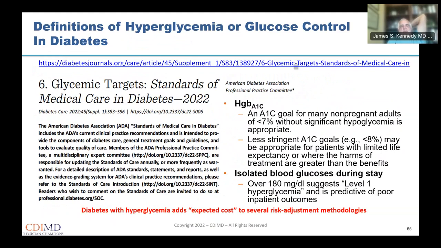Or let's take diabetes, for example, and recognize that some patients with diabetes are well controlled and some may not be controlled. So when we look at the diabetes standards for 2022, typically to have well-controlled diabetes, the hemoglobin A1C needs to be less than 7%, though in some circumstances less than 8% may be appropriate for certain patients. Or isolated blood sugar should be less than 180, because if they're over 180, that means level 1 hyperglycemia, and that is predictive of poor patient outcomes. So these are the standards of care for diabetes.